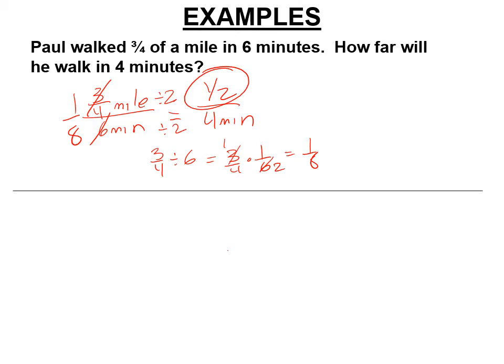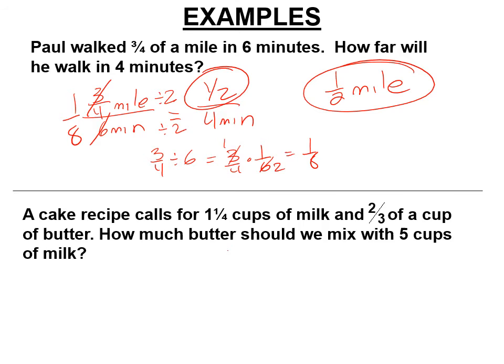So how far will you walk in 4 minutes? Now this is a word problem. This is why we didn't do these yesterday, right? That's 1/2 a mile. The cake recipe calls for 1 1/4 cups milk for 2/3 cups of butter. How much butter, so we don't know how much butter, mixed with 5 cups of milk.